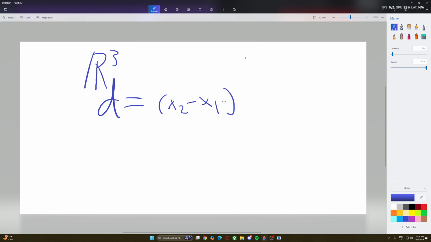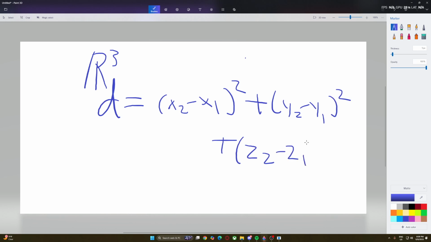The most fundamental thing in vectors is distance. So distance in 3D, in the R cubed dimension, is defined by the square root of x2 minus x1 squared plus y2 minus y1 squared plus z2 minus z1 squared. Pretty obvious, I would say.